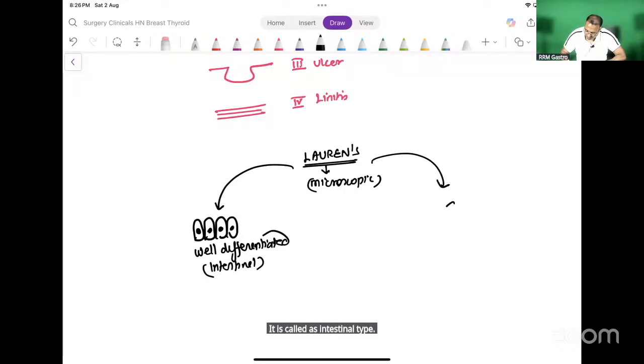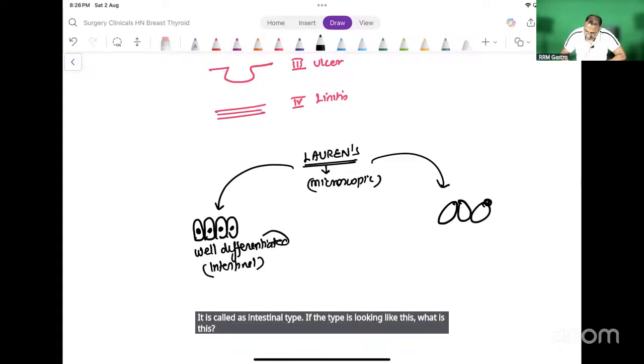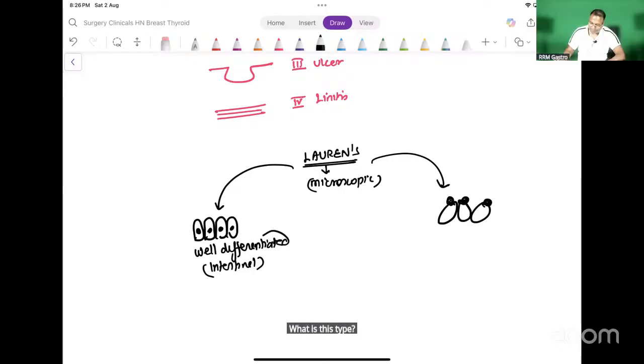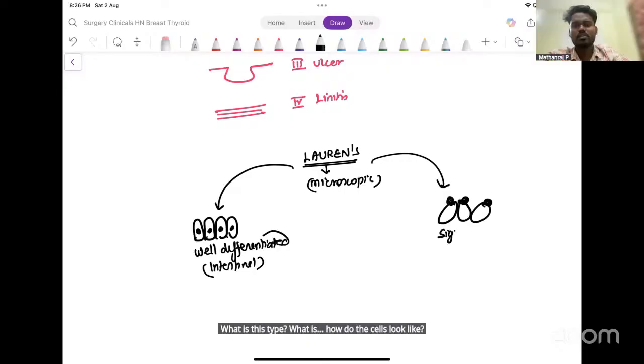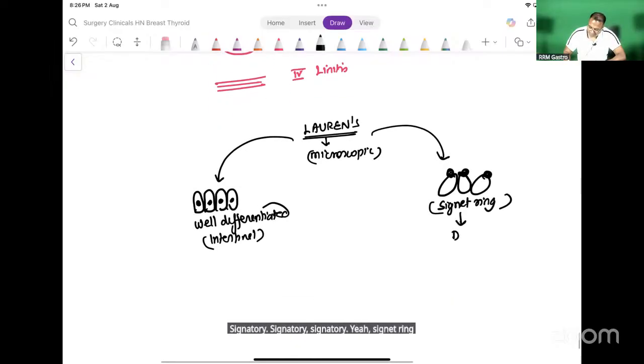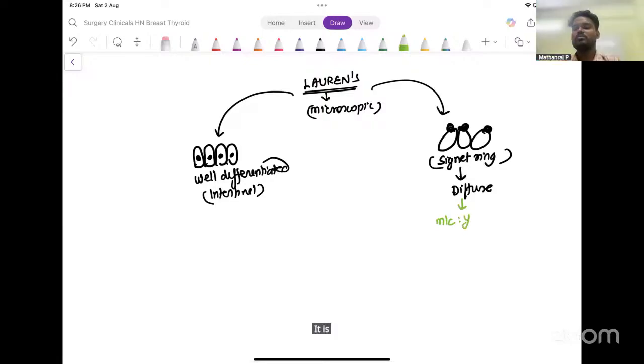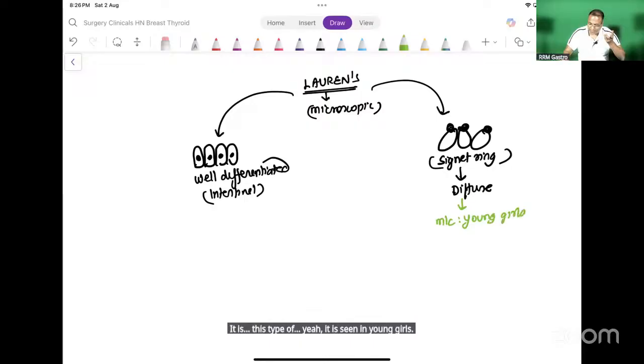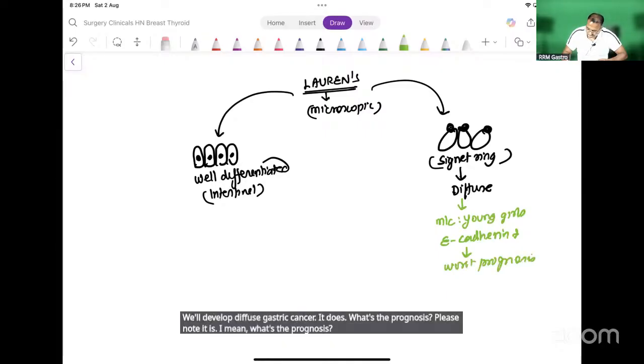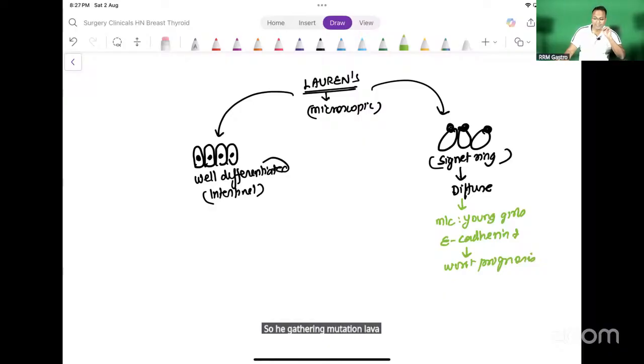If the type is looking like this, what is this? Diffuse type. What is this type? How do the cells look like? Undifferentiated, signet ring appearance seen in diffuse type. So diffuse type is most common in whom? It is seen in young girls. You won't see these cases more commonly in India. Young girls with the E-cadherin mutation will develop diffuse gastric cancer. It has worst prognosis. Please remember, it is having worst prognosis.